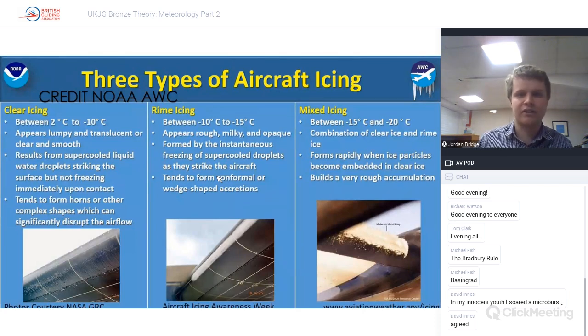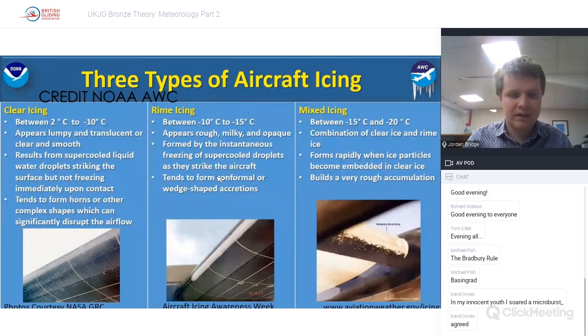Quite cold, minus 15 to 20 degrees, especially if you're wave soaring, where it forms rapidly when ice particles become embedded in clear ice, and it's a bit more rough, and it may still do the wing. All in all, don't get ice. It's just not very good. If you've got anti-ice in a glider, let me know, because I don't believe any manufacturers do. And I don't think bug wipers would remove it either. But yeah, those are the three types of ice.